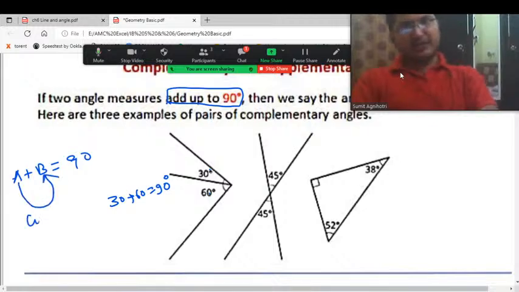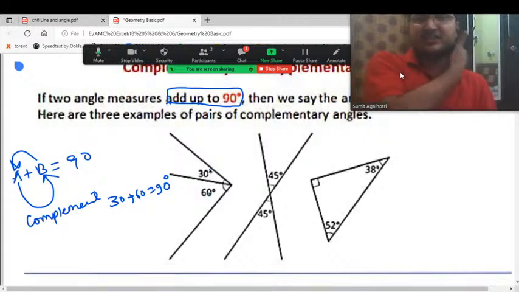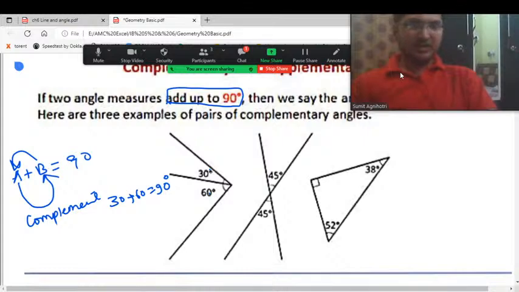Remember, we can say A is the complement of B, and the complement of A is B. They are complements of each other, vice versa, and their sum must be 90 degrees. You must be recalling these things because you have already started them. So no problem, you just quickly recall all these things.